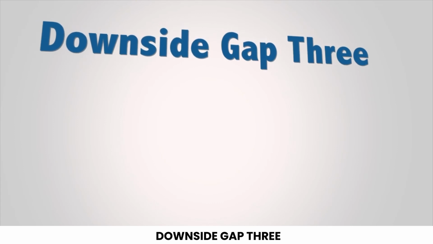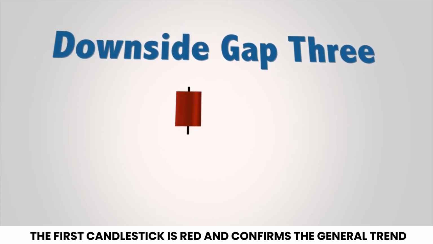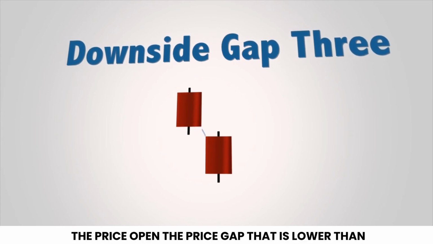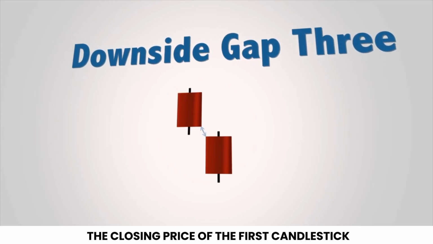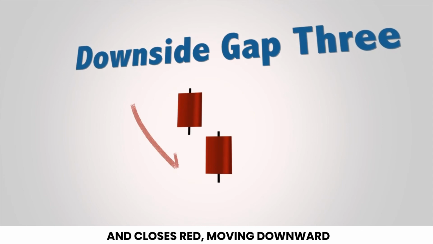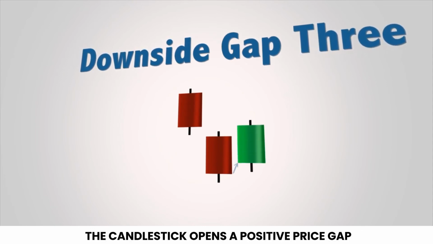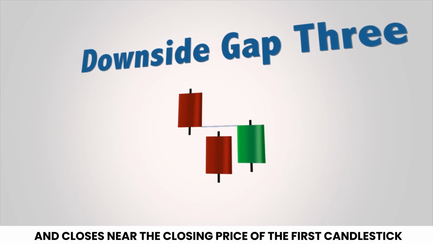Downside gap 3. The first candlestick is red and confirms the general trend. The next day, the price opens at a price gap that is lower than the closing price of the first candlestick and closes red, moving downwards. On the third day, the candlestick opens at a positive price gap and closes near the closing price of the first candlestick.